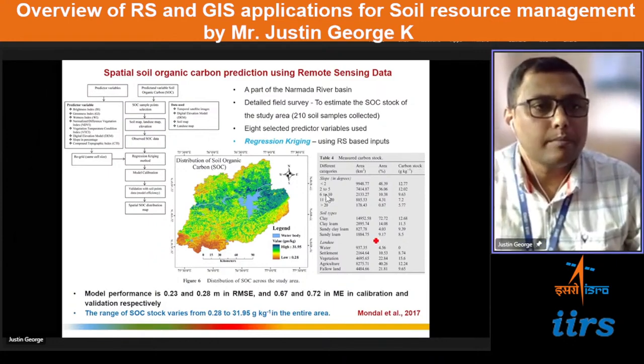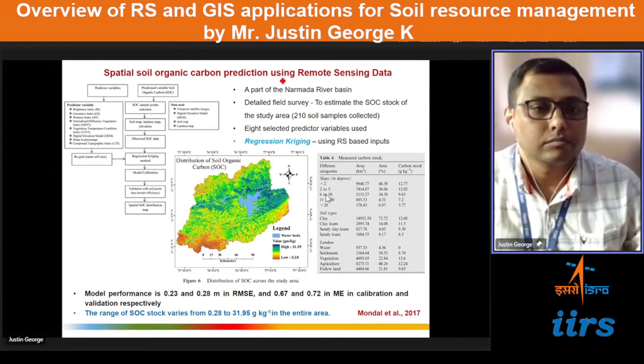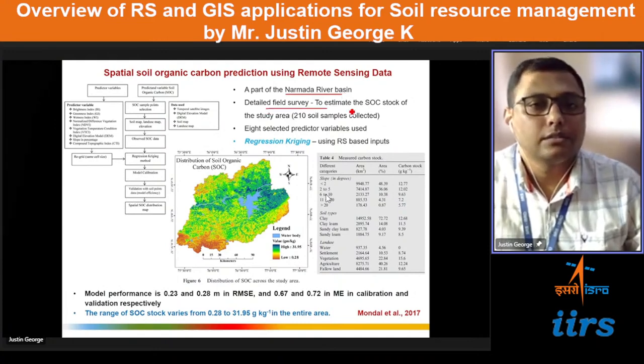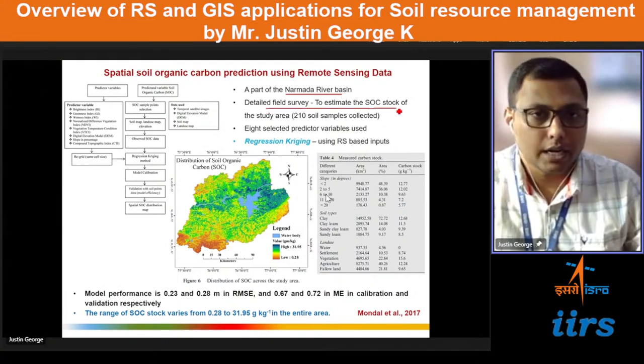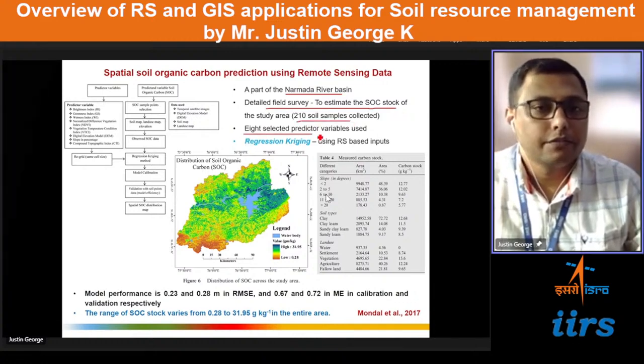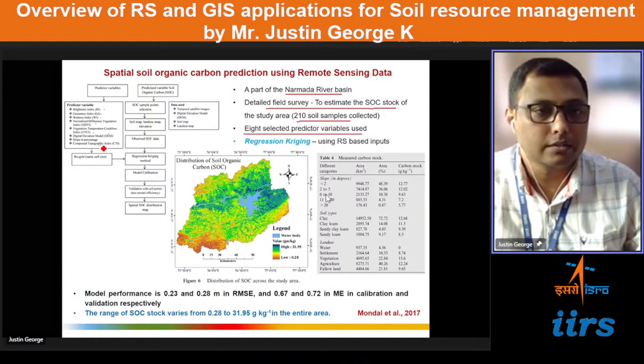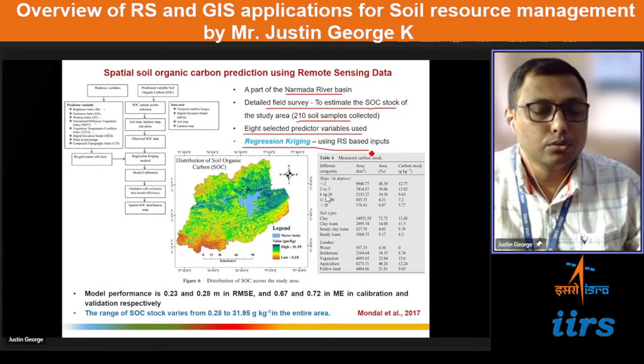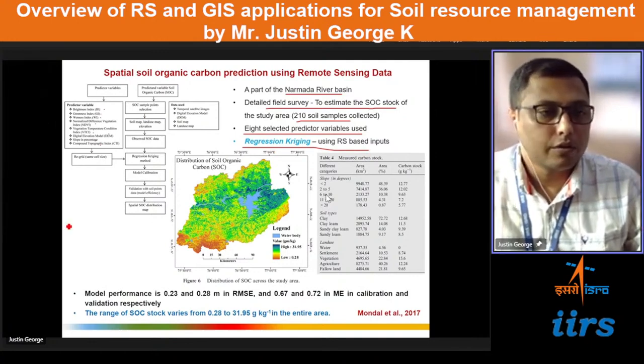Similarly, for the spatial mapping of soil organic carbon, it can also be predicted using various remote sensing data. The study was conducted in a part of the Narmada River basin. A detailed field survey was conducted to estimate the soil organic carbon stock. Around 210 soil samples were collected. And different remote sensing derived predictor variables were generated, like the brightness index, greenness, wetness, NDVI, VTCI, elevation, slope, as well as a compound topographic index. And a regression kriging approach was used with these various remote sensing based inputs. And this is the overall methodology used.